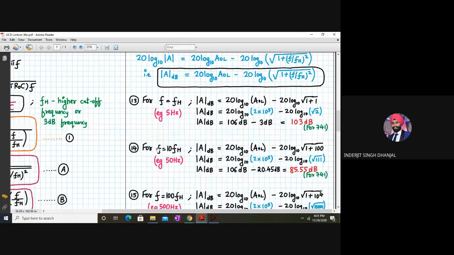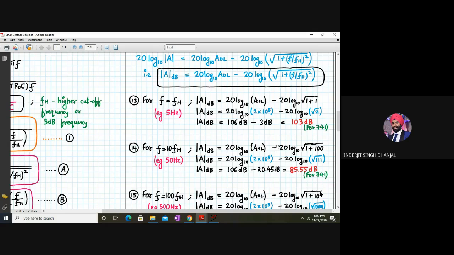Now, whenever we increase the frequency tenfold, let's see now at f equal to 10 times fh. Over here, directly the first number we get is 106 dB. The second term will be minus 20 log to the base 10 square root of 1 plus (10 times fh over fh) squared, right? So it will be 1 plus 10 squared, that will be 1 plus 100. Square root of 1 plus 100, that will be square root of 101.